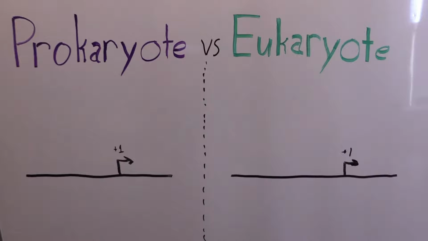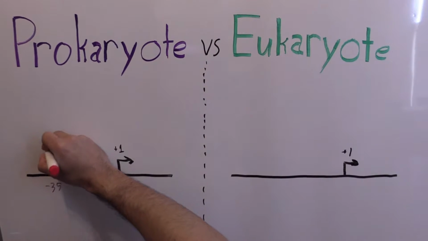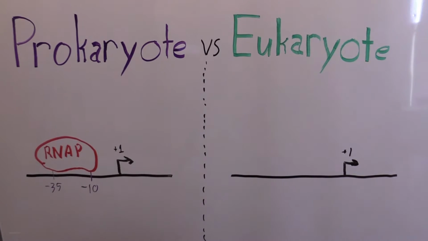First, let's start with a general overview of transcription in prokaryotes versus eukaryotes. In prokaryotes, upstream of the +1 site, we have the -10 and -35 sites. This is where RNA polymerases can come and bind. With euks, we have a little more going on.